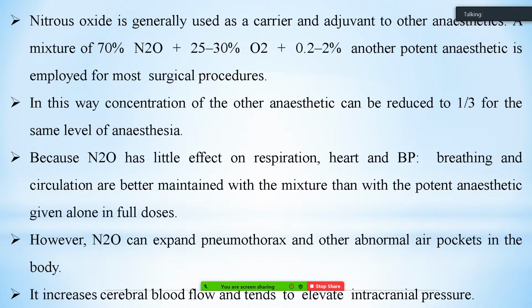So in this way, the concentration of the other anesthetic can be reduced to 1/3 for the same level of anesthesia. And nitrous oxide has little effect on respiration, heart rate and BP, which is very much required in a general anesthetic agent. And the breathing and circulation are better maintained with the mixture than with the potent anesthetic given alone. So the mixture of nitrous oxide, 25 to 30% oxygen, and 0.2 to 2% of any other agent like halothane, enflurane, sevoflurane is always employed.